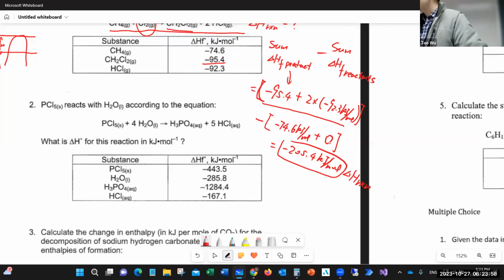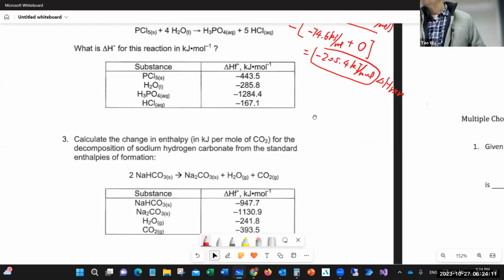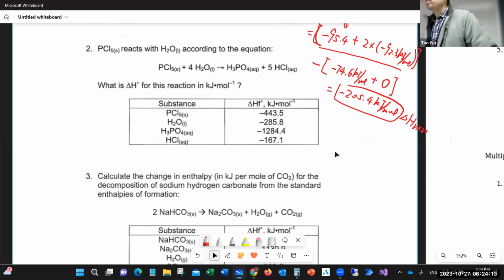It's product minus the reactant. It's just product minus reactant. I don't know why it's difficult. Stop overthinking it. Okay, so let's look at the next one.